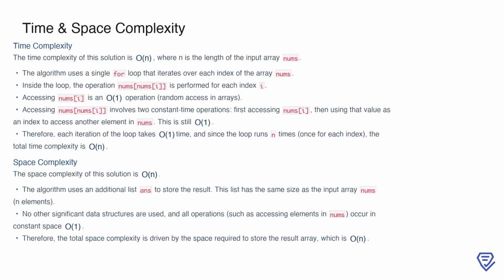Now, for space complexity, the solution uses an additional list ANS to store the result, which has the same size as the input array nums, containing n elements. Beyond this, no other data structures are used, and operations like accessing elements of nums occur in constant space. So, the total space complexity is determined by the result array ANS, which is O(n).